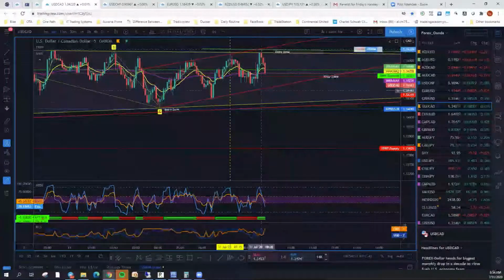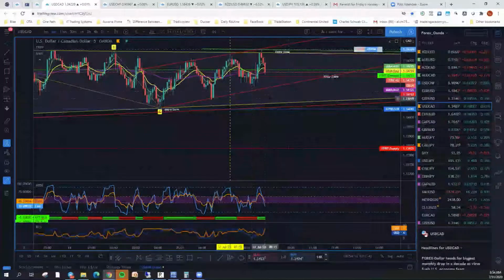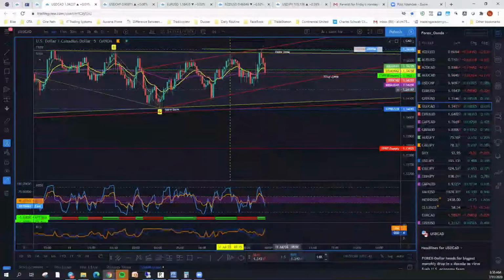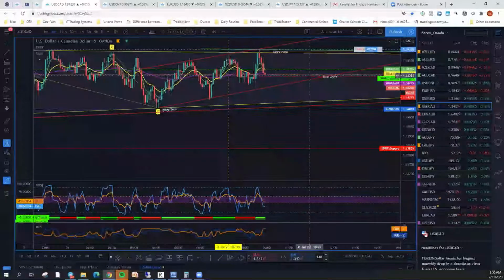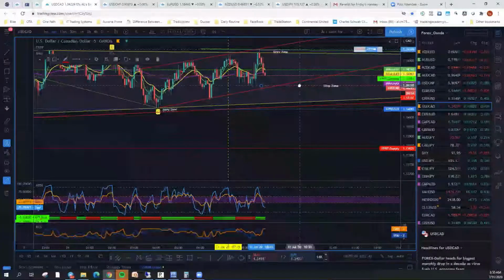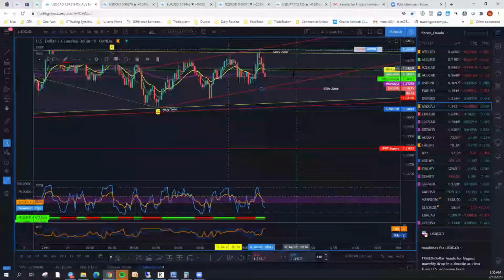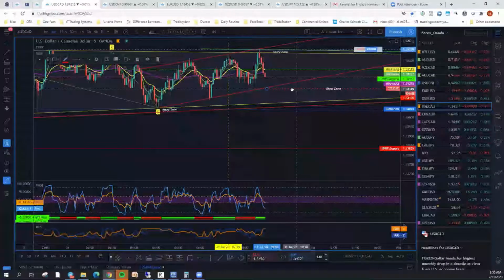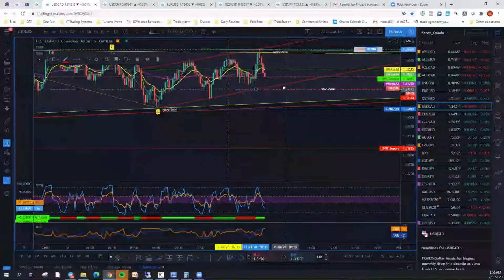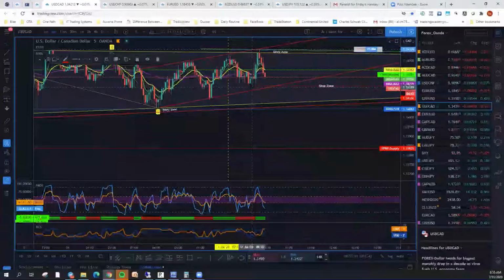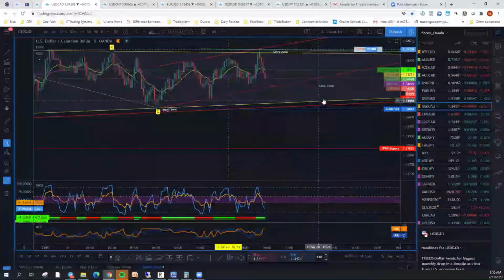If it breaks this and comes back and checks it, and if I have a fib line right there, which we got, this would be right about the middle of these two lines, which is where I was on my 5-minute. You see right here, here's a fib line, here's a fib line. This is right about the middle. So if we get a break of this point right here, and we'll see.